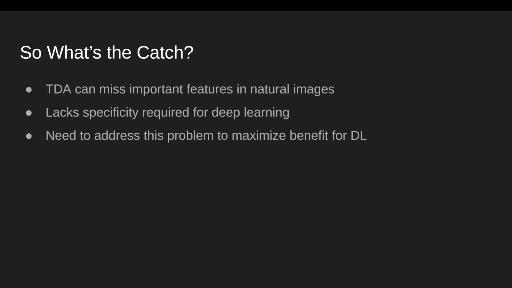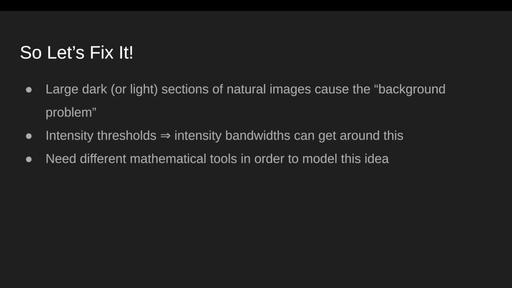So that sounds great and all, but what's the catch? Why isn't everyone doing this? Well, unfortunately, TDA can miss out on many important features in naturally occurring images, the types of images that we care about in computer vision. And this results in it lacking the specificity required to be very useful for deep learning. And this is an important problem which needs to be addressed in order to fully leverage the power of this type of information. So let's try and fix it.